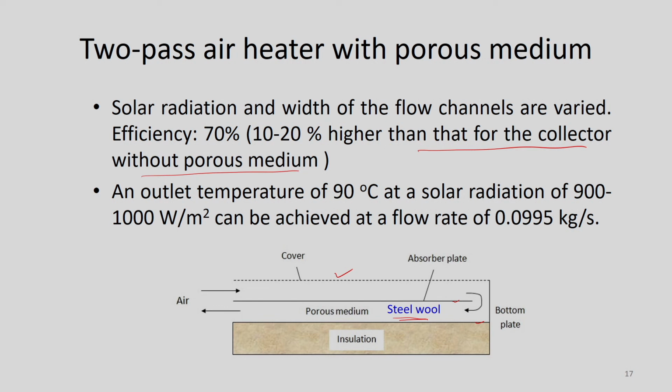Okay. So, in this kind of configuration, an outlet temperature of 90 degrees C at a solar radiation of 900 to 1000 watt per meter square can be achieved at a flow rate of 0.0995 kg per second. Okay. So, this is one kind of experimental observation where porous medium is used to increase the efficiency of the collector.